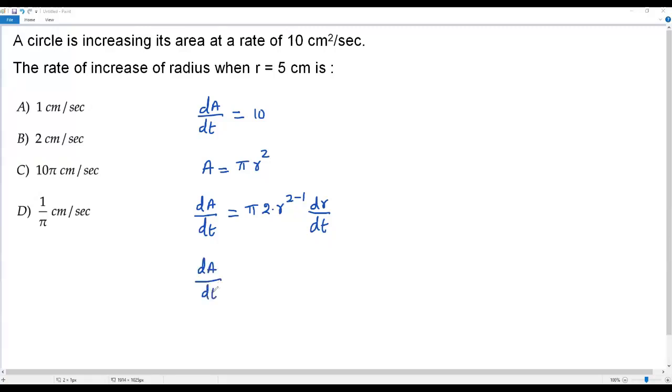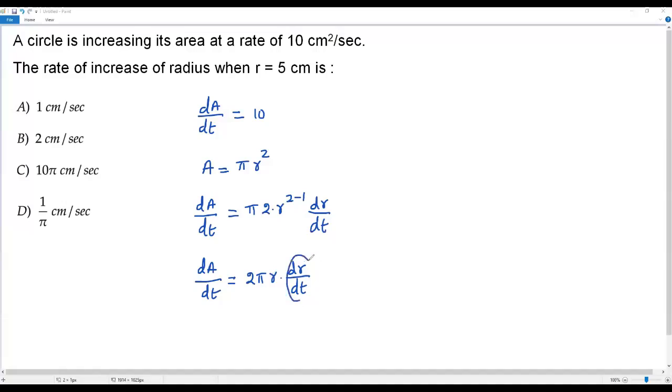Here let's simplify. dA over dt equals 2 times pi times r to the power 2 minus 1, which means the exponent becomes 1, and whenever the exponent is just 1 we don't have to mention it. So 2 times pi times r times dr over dt. What does this dr over dt refer to? dr over dt means change in radius with respect to change in time. This is what we have to find, because the question is asking us to find the rate at which the radius is increasing when the radius is equal to 5 centimeters.